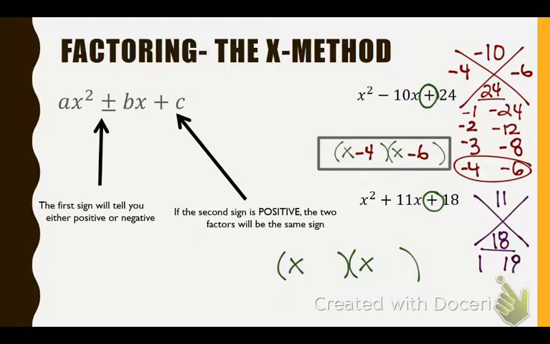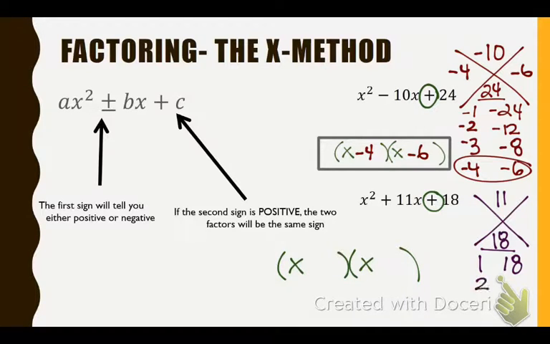Alright, so think about this. If I have a negative and a negative, will that add up to a positive? No. You need two positive numbers. So the easy way to know it is if both of them are positive, then both your factors are going to end up being positive. Just because of this one scenario.